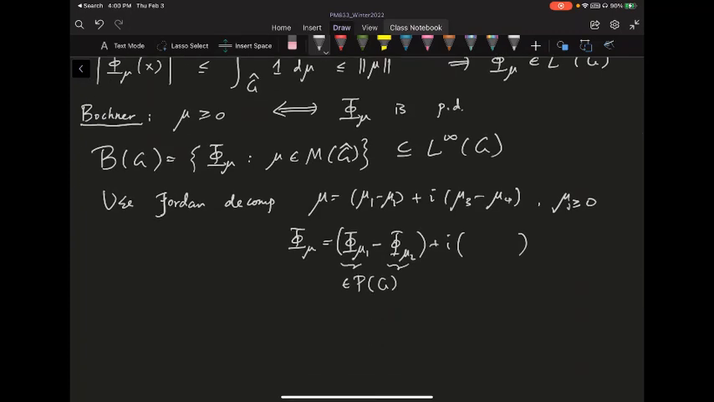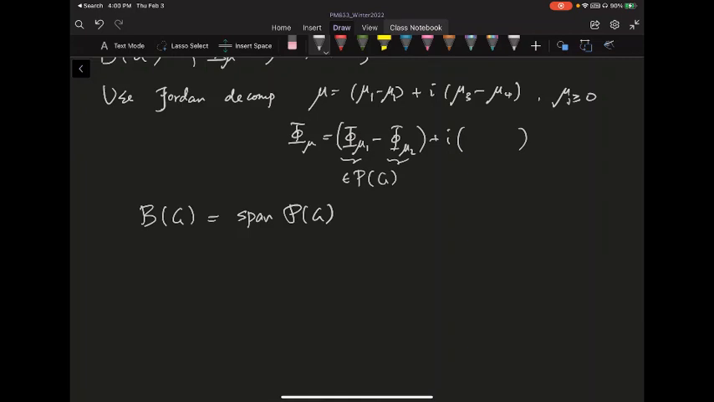So immediately you can see that this B of G is essentially the linear span of all the positive definite functions. So we have B of G is equal to the span of the positive definite functions on G. All right, let's also give one more notation. Let's call B1 of G all those elements of B of G that happen to be in L1 as well. So let's intersect with L1 of G. Okay, so just a notation.